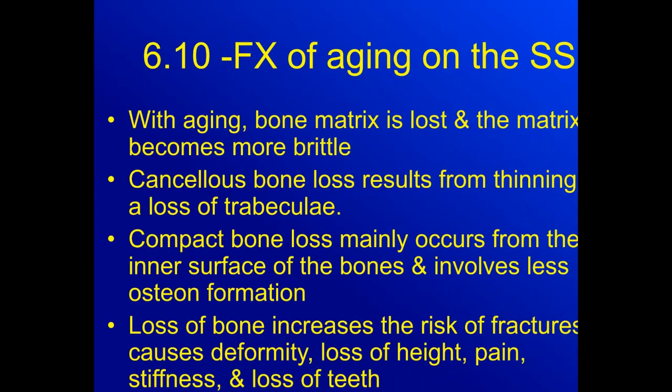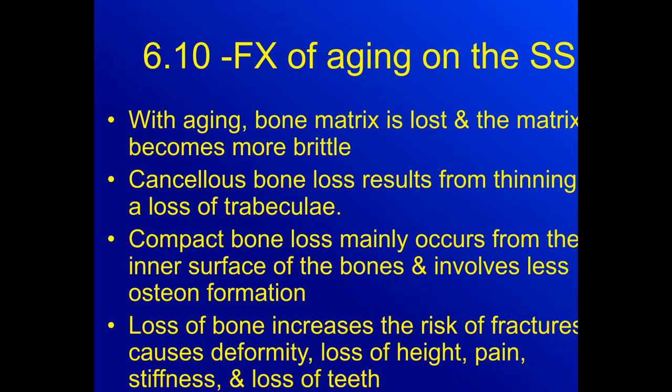The effects of aging. With aging, the bone matrix is lost and becomes more brittle. Cancellous bone loss results in thinning and loss of the trabeculae, the solid parts of our spongy bone. Compact bone loss mainly occurs from the inner surface of the bones and involves less osteon formation. Loss of bone increases the risk of fractures. It can cause deformities, loss of height, pain, stiffness, and loss of teeth. Everything goes downhill as we age.